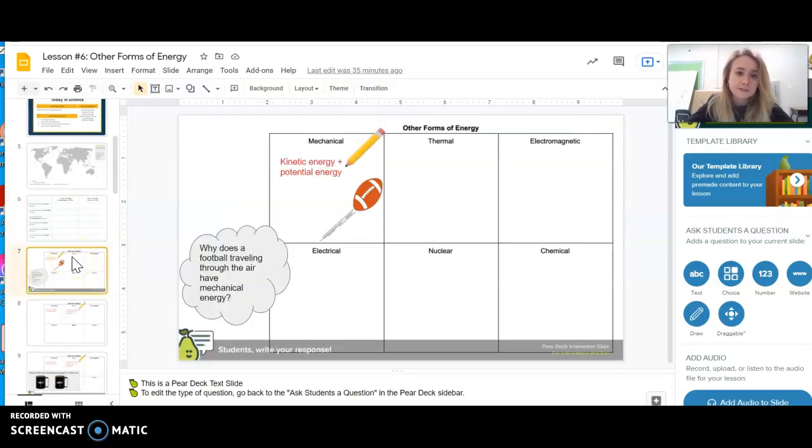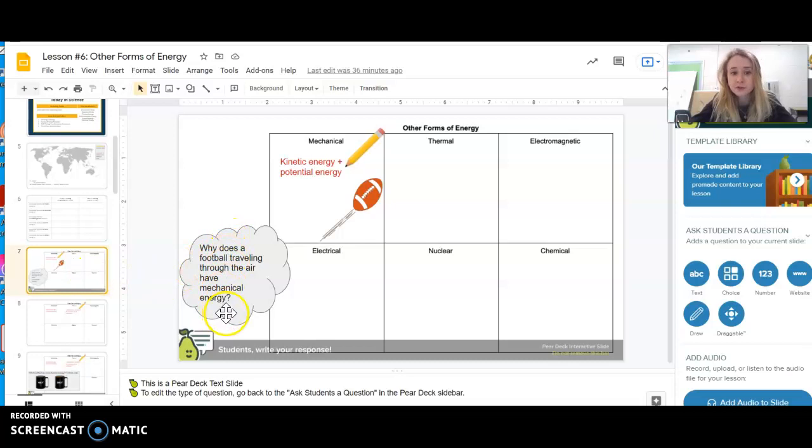Okay, first, so we're learning these 6 forms of energy. The first one is mechanical energy, which is the sum of kinetic and potential energy. Kinetic energy, moving, potential energy, and we're usually talking about gravitational potential energy, so it's off the ground.